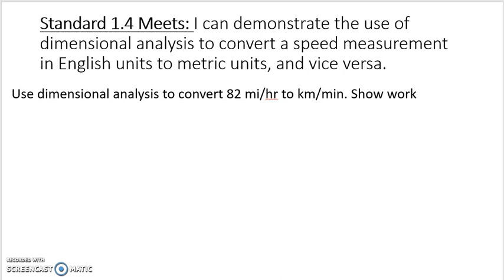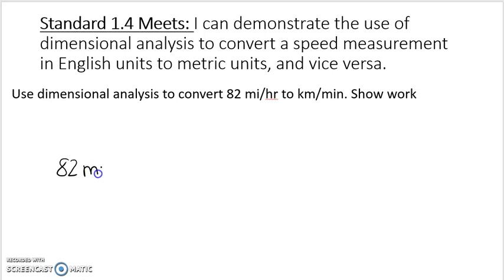Standard 1.4 meets, I can demonstrate the use of dimensional analysis to convert a speed measurement in English units to metric units and vice versa. So I'm going to use dimensional analysis to convert 82 miles per hour into kilometers per minute. To start out, I'm going to start with what I'm given.